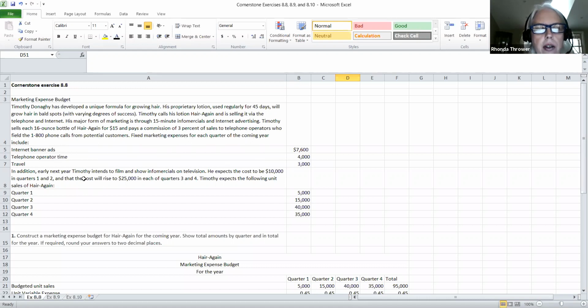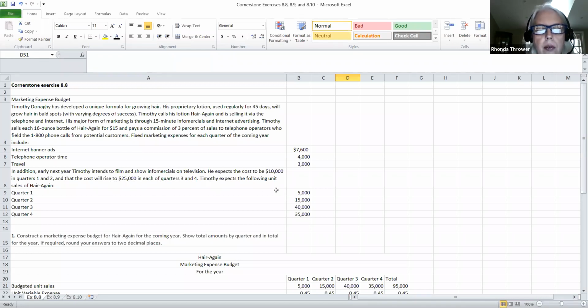In addition, early next year, Timothy intends to film the show infomercials on television. He expects the cost to be $10,000 in quarters 1 and 2, and the cost will rise to $25,000 in each of the quarters 3 and 4. So this is what we refer to as a step fixed cost. It's going to be fixed at $10,000 for 2 quarters, and then it's going to rise up in step fashion to $25,000 for quarters 3 and 4. But it is a fixed cost and will go with the fixed expenses.